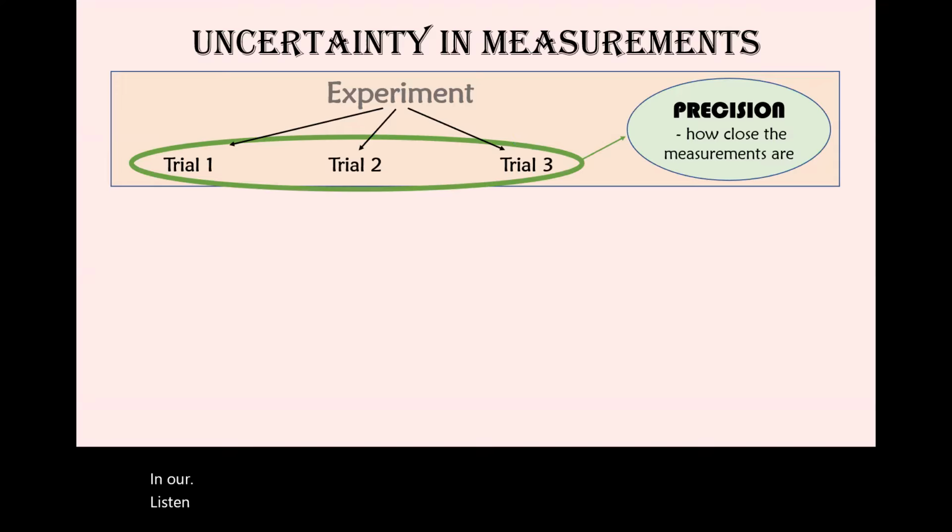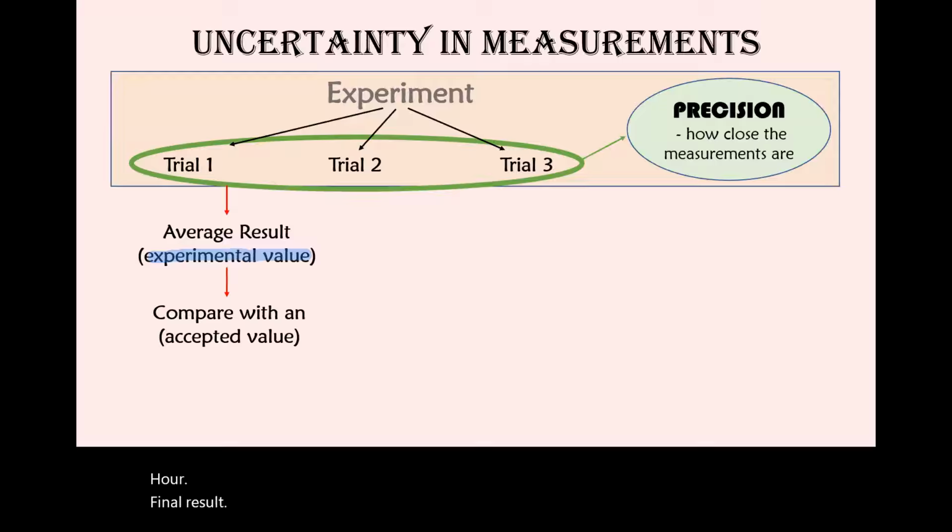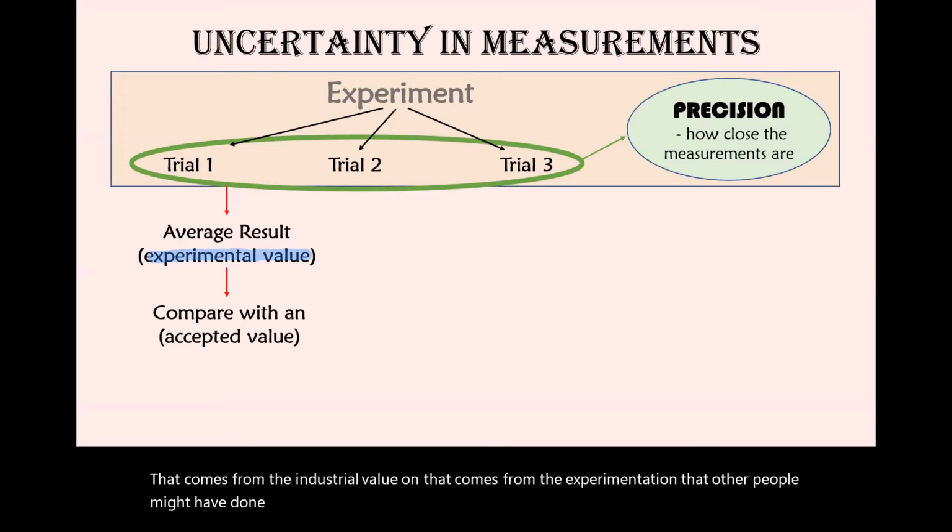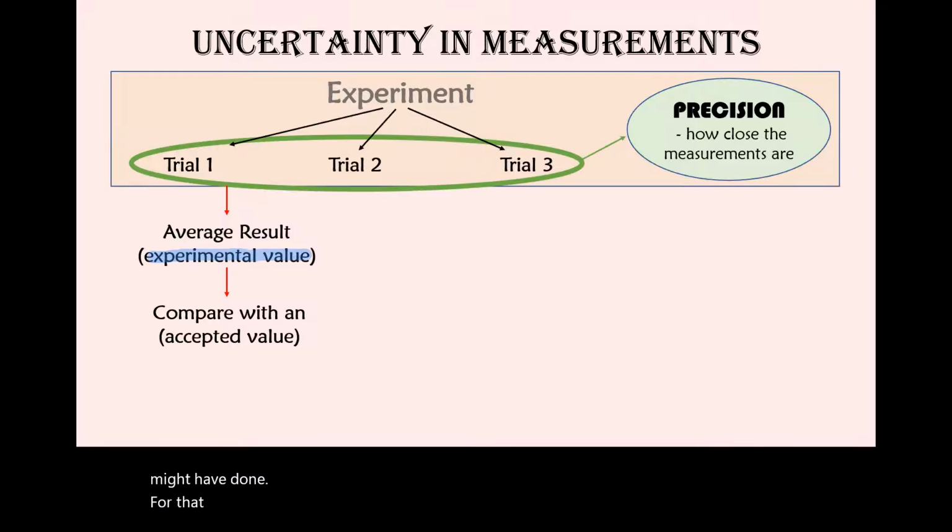The second thing that we can do is we can go ahead and take the average of our 3 trials to get something that we call the experimental value of our experiment. So this is going to be the final result of our experiment, what we calculated. And then we can go ahead and compare this with the accepted value. So accepted value is something that comes from the industrial value, or that comes from the experimentation that other people might have done, or that is the value that is widely accepted for that specific object that we are measuring.